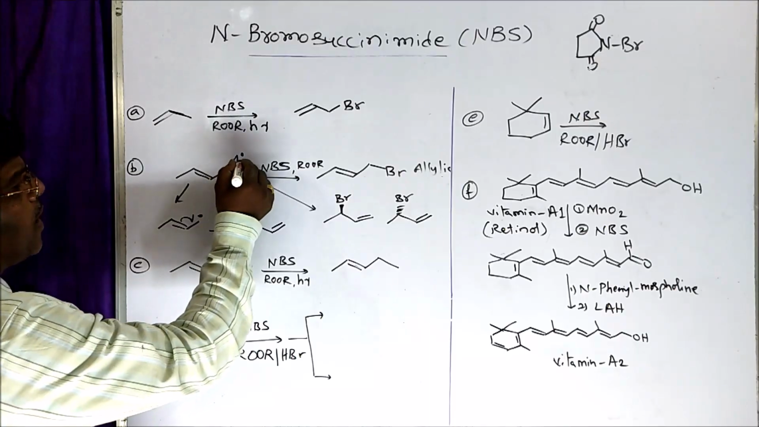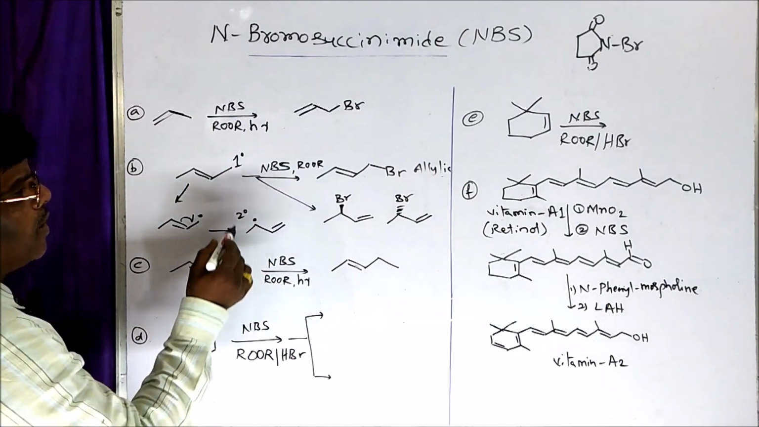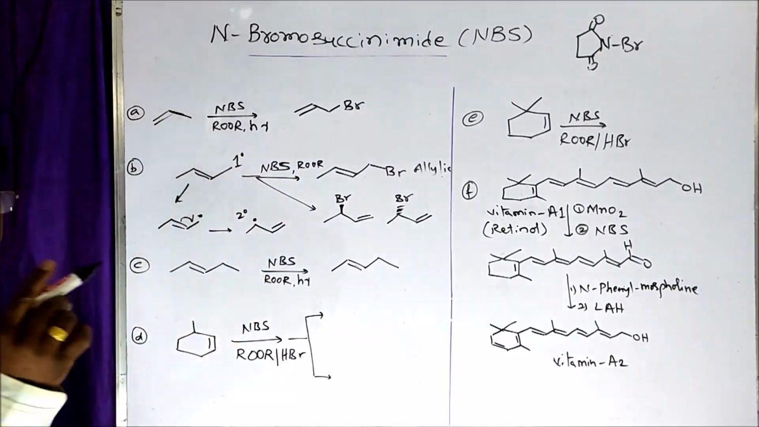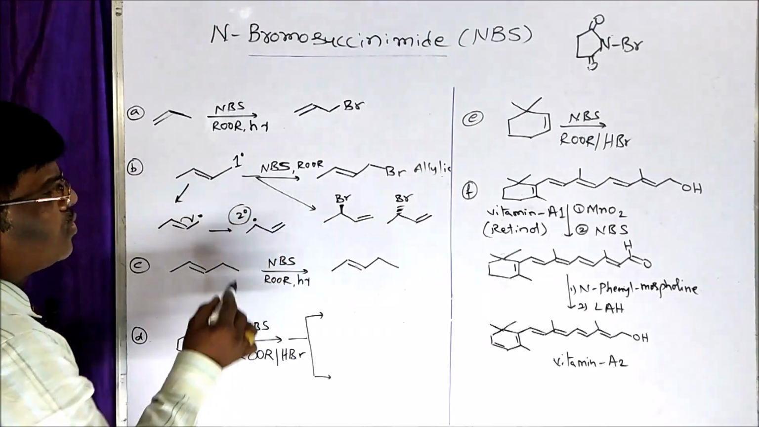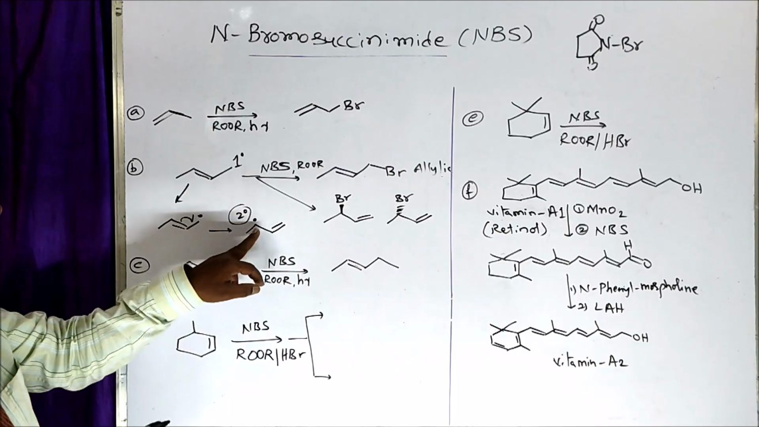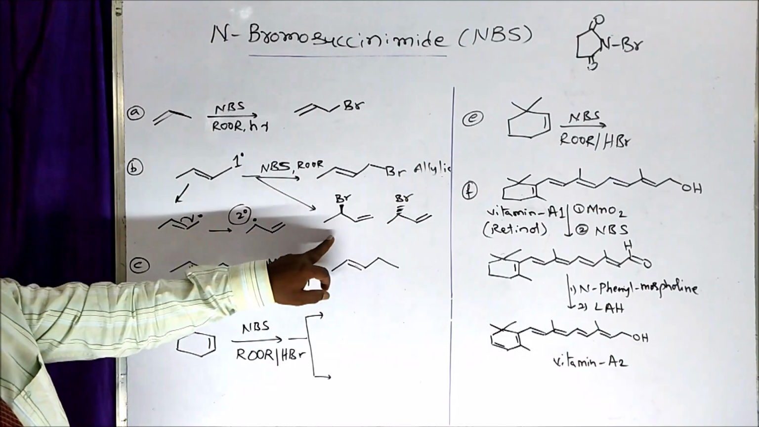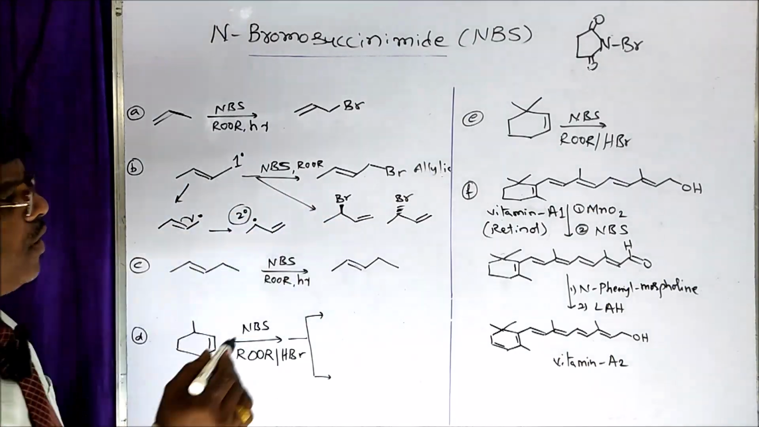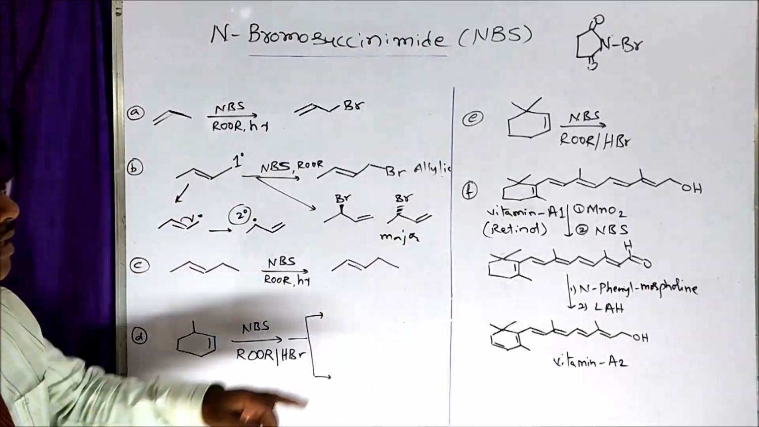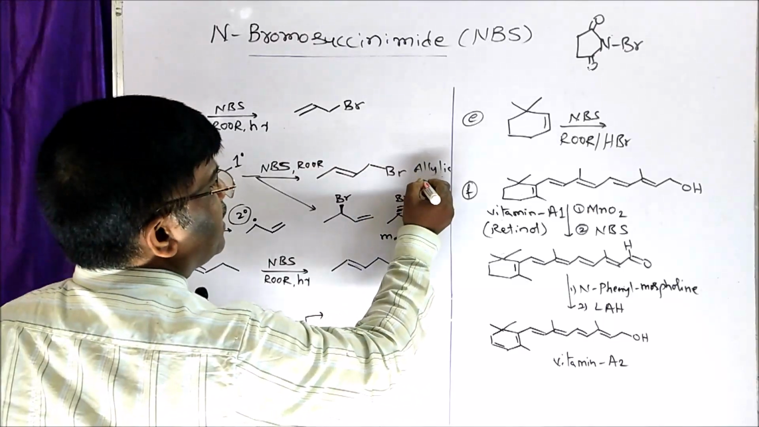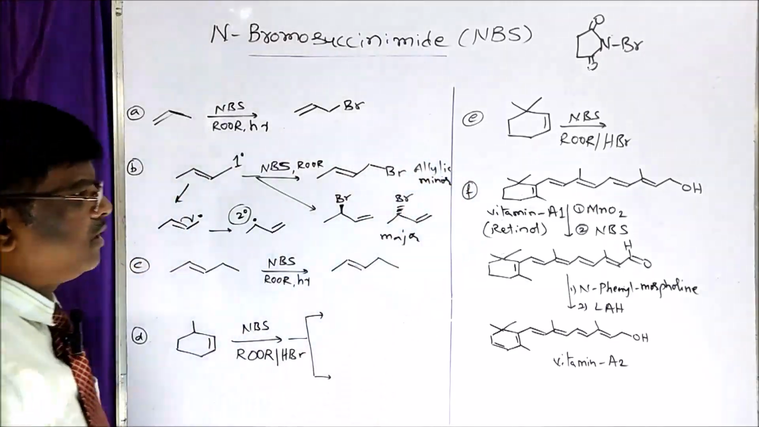So this is a primary carbon and this is a secondary carbon. Among these two free radicals, which is more stable? Yes, secondary is more stable. So the secondary carbon having the free radical is going to be brominated more. So you are going to get the secondary brominated compound as the major product, right? And this one is expected to form as a minor product.